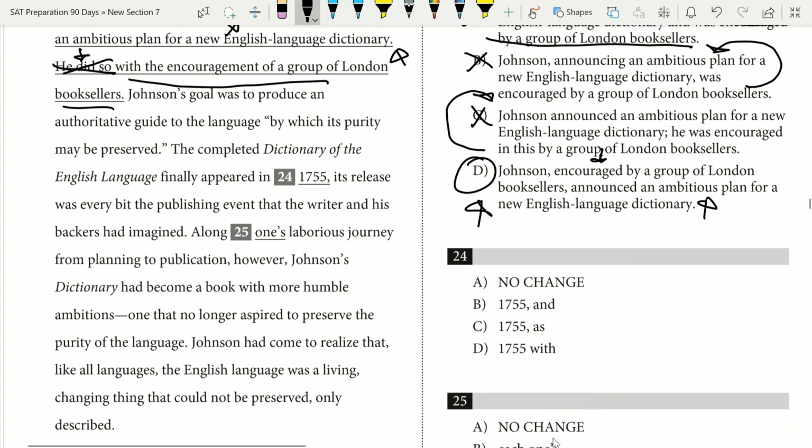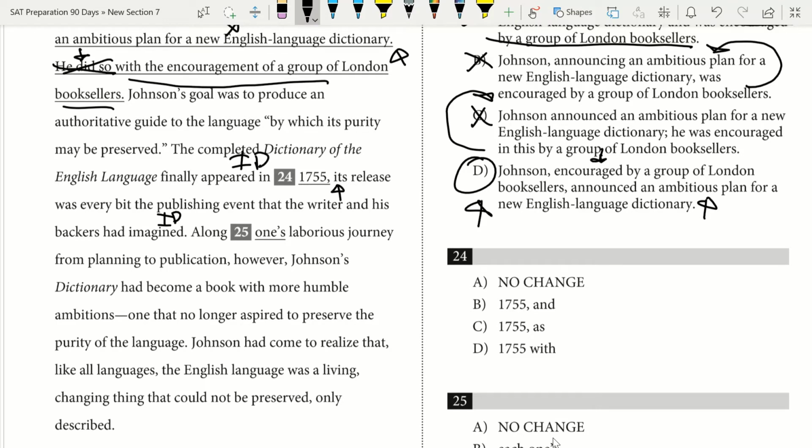All right, Johnson's goal was to produce an authoritative guide to the language by which its purity may be preserved. The completed dictionary of the English language finally appeared in 1755. Okay, I know that right there is an independent clause. Its release was every bit the publishing event that the writer and his backers had imagined. That's also an independent clause. All right, so what did I see here that made me look at this as an independent clause and then this down here as an independent clause?